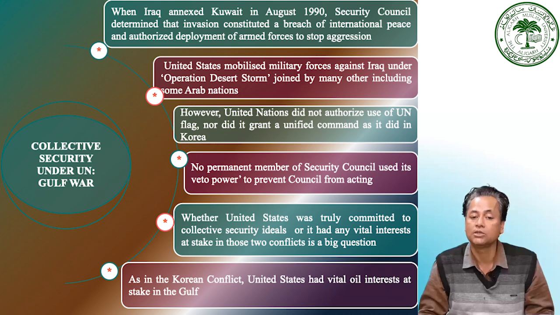Iraq finally surrendered, and the terms of a permanent ceasefire were worked out by the Security Council. So, this war ended in a solution where Iraq was forced to withdraw from Kuwait, and Kuwait finally got its independence and sovereignty. And this is the second time you can find the operation of the collective security system under the United Nations.